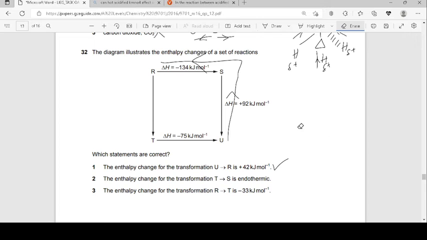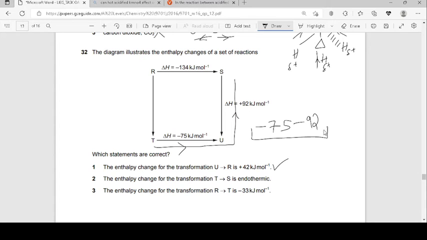Now if I look at the second option, the enthalpy change for the transformation T to S is endothermic. Is it? Let's again do the same thing and go with the arrows. So T to U and then U to S. So T to U I'm going in the direction of the arrow, which means I'll take it at minus 75. And then U to S I'm going against the direction of the arrow, which means plus 92 will become minus 92.